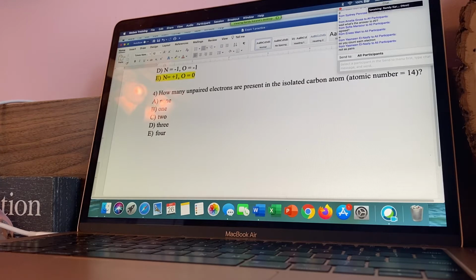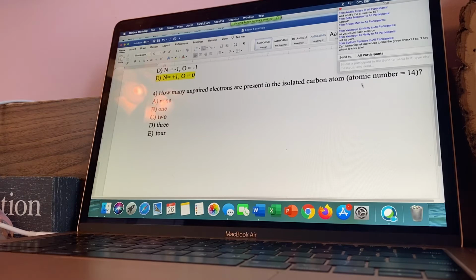Give me a red X if you want more time. Someone's like, you guys tell me where to find the green check. What do we think the answer is?